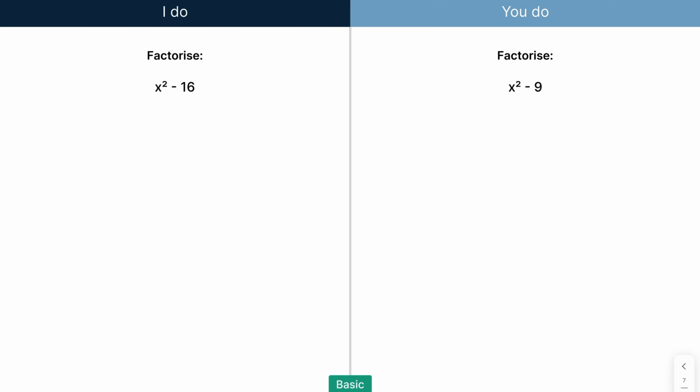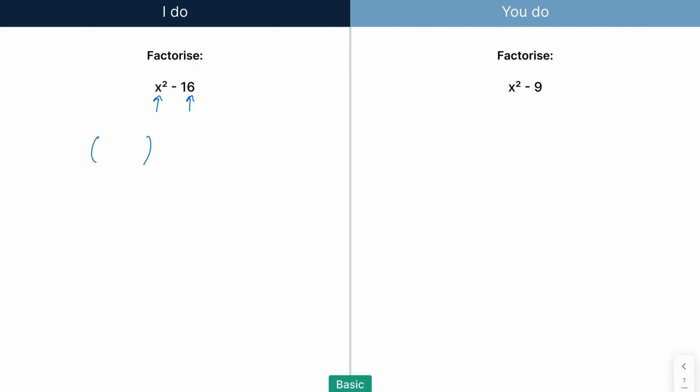So the way my videos work, I'm going to do the example on the left, which is I do. You are then going to press pause and have a go at the example on the right, which is you do. So here we've been asked to factorize this. Factorize just means to put into brackets. Now what you should notice about this question is both terms are squared. So that is squared, and that is a square number. And that is a negative in the middle. This is what you call the difference of two squares.